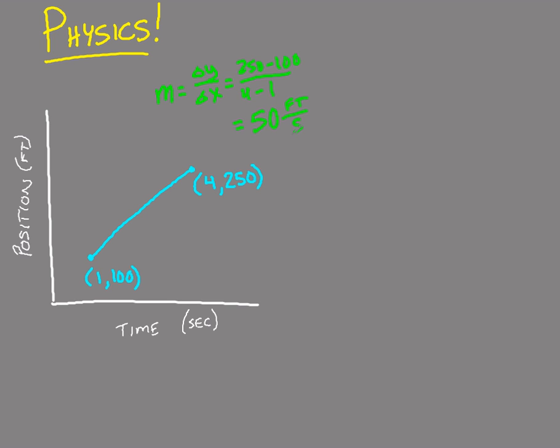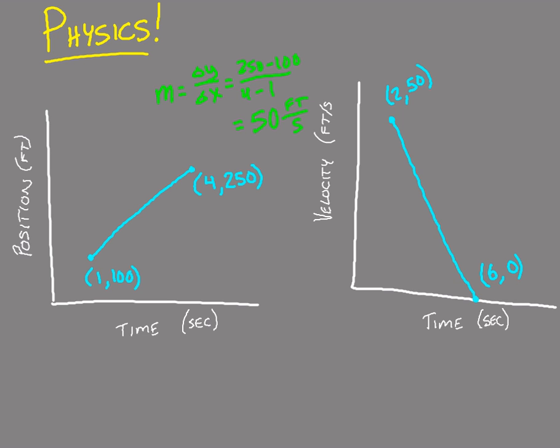So what you just found out here is the slope on a position time graph gives you something in feet per second. That's a velocity. So think about that. The slope of a position graph gives you velocity. What if I had a velocity graph to begin with? I could do the same thing.